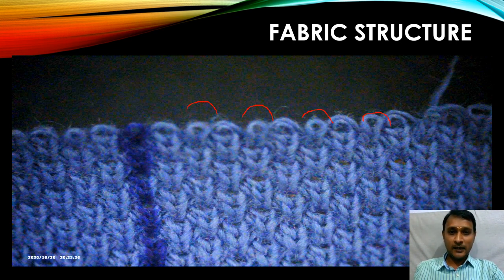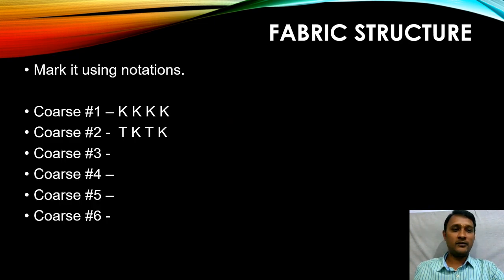So just by seeing that half moon structure, we can notify this particular structure as a tuck. So in course number two, we have identified tuck followed by knit, tuck followed by knit, tuck followed by knit. So let's notify the course number two as tuck, knit, tuck, knit.